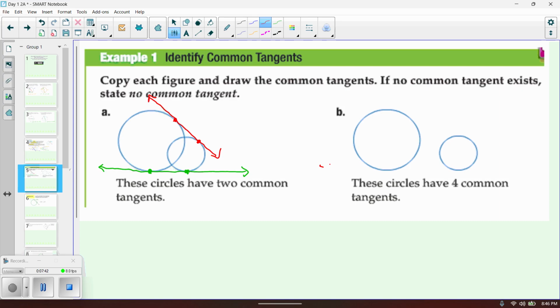And then on the second one, it tells us that these circles are going to have four common tangents. That's the separated one. That's the one that we did before. So you're going to basically have your X in the middle. Again, seeing these isn't exactly easy. So if you have a straight edge, line your straight edge up.